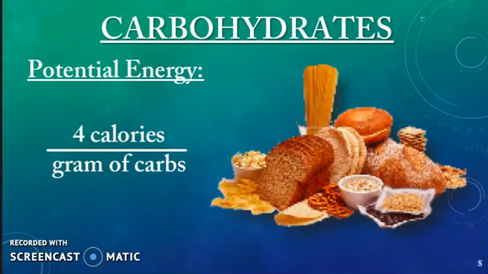Carbohydrates have 4 calories per gram of carbs. What calories are a measure of is energy. So they have a certain amount of stored or potential energy in our food. If you have a piece of bread, you will have a certain amount of stored energy within that bread before you eat it. And then our body will break it down and use that energy. So remember that number, 4 calories for carbs, because we're going to compare it with the proteins and the fats in a little bit.